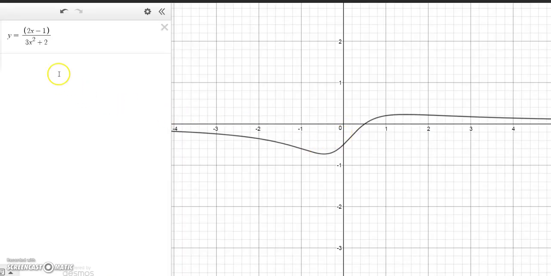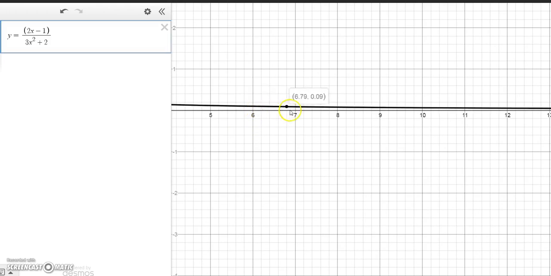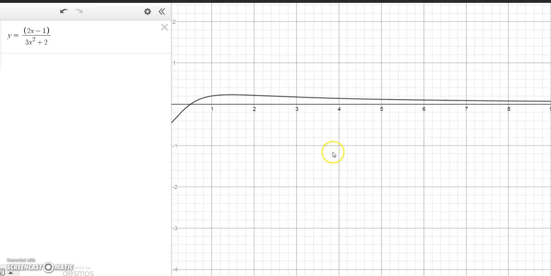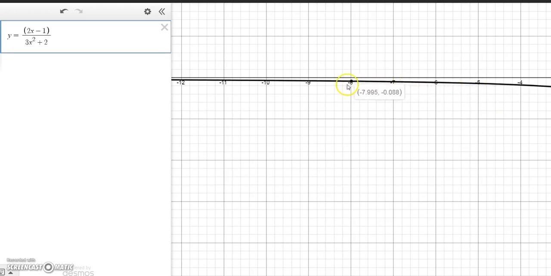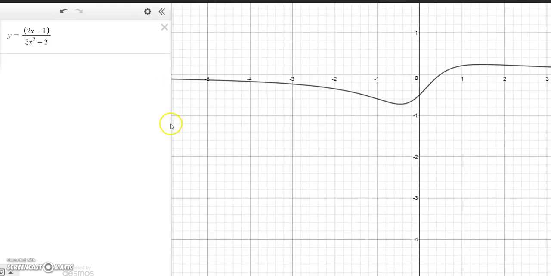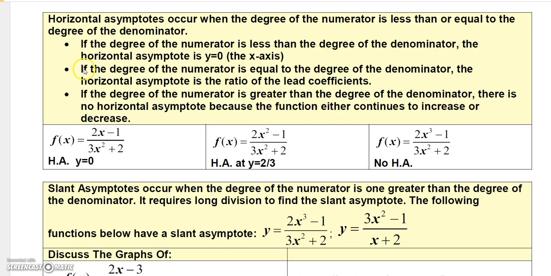So on this graph, here I've graphed the function. So notice here that if you let x get large, in other words, if you let x go to infinity, the graph gets closer and closer and closer to the x-axis, which is the line y equals 0. Now this also happens in the negative direction as well. So as x gets very, very negative, the graph gets closer and closer to the x-axis, y equals 0. So in that case, the x-axis, which is the line y equals 0, serves as the horizontal asymptote for that graph.